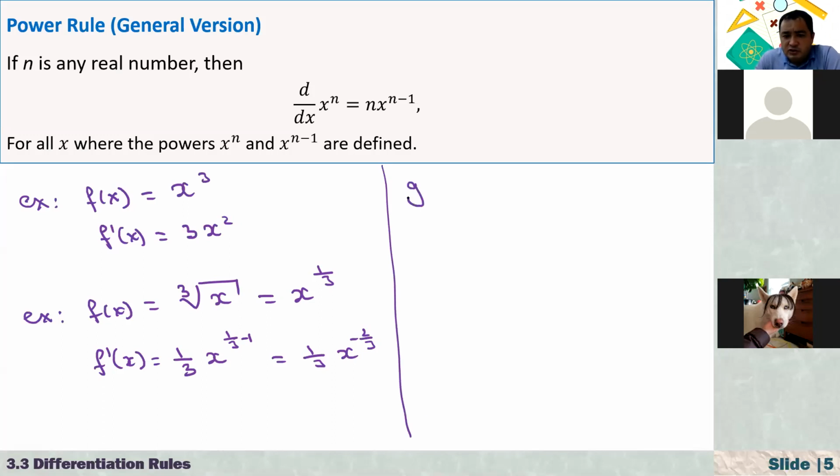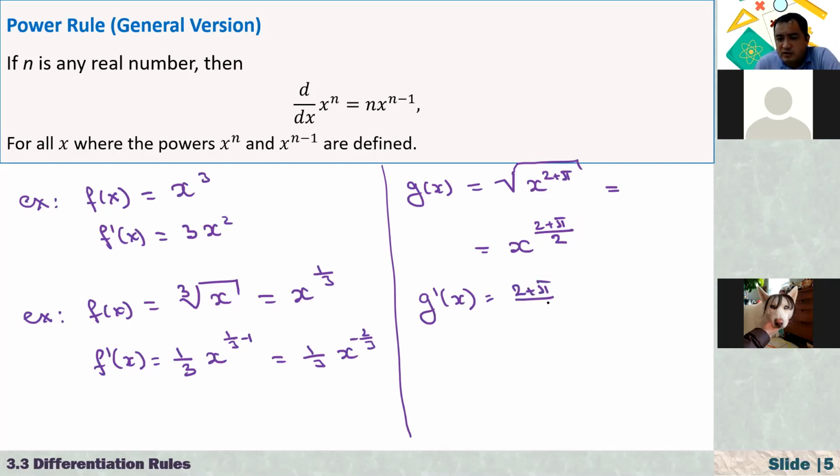And how about another example? Let's say g of x is equal to the square root of x to the power of, for example, 2 plus pi. Again, I can just write it in the index form. We can write it as x to the power of (2 plus pi) over 2. Then what is g prime of x? If you differentiate this, the power comes to the front. Here we have (2 plus pi) over 2, which is just a constant number, times x to the power of (2 plus pi) over 2 minus 1.